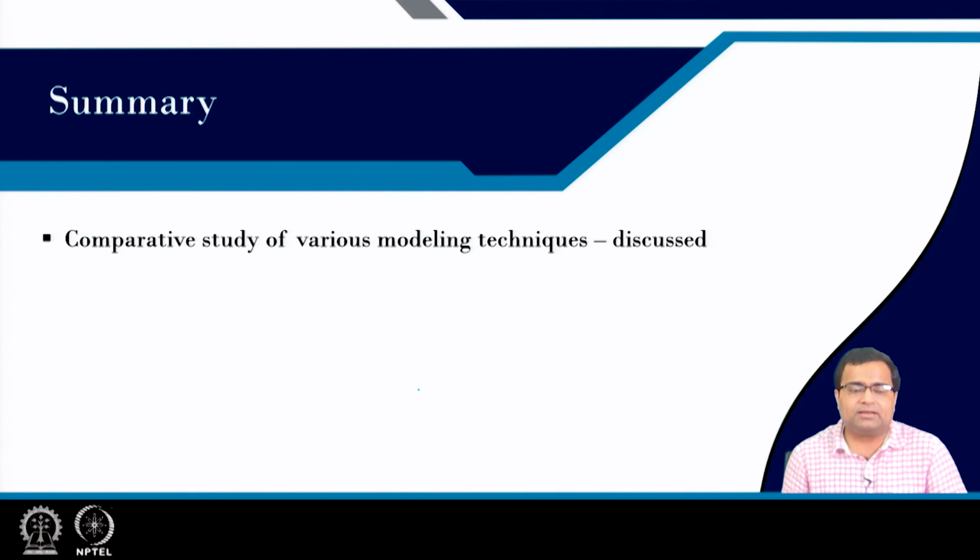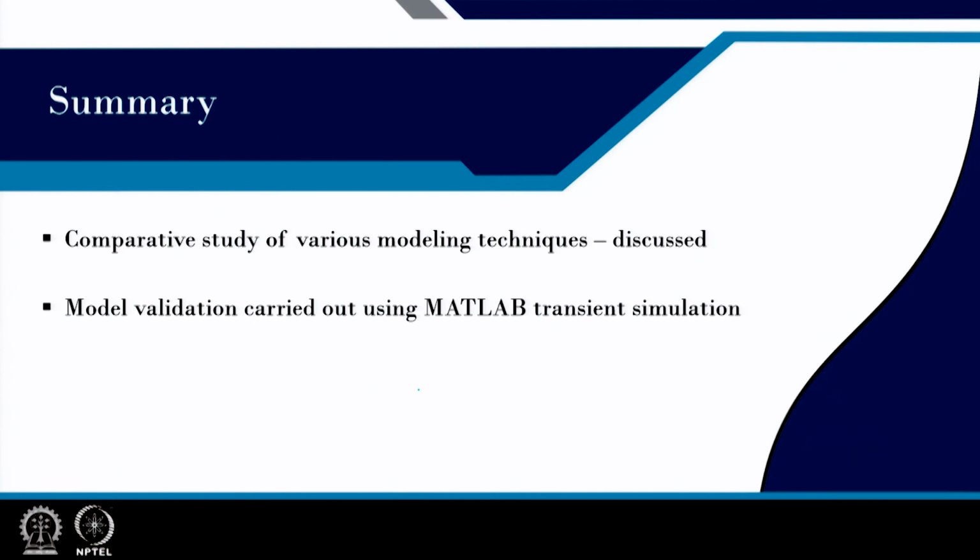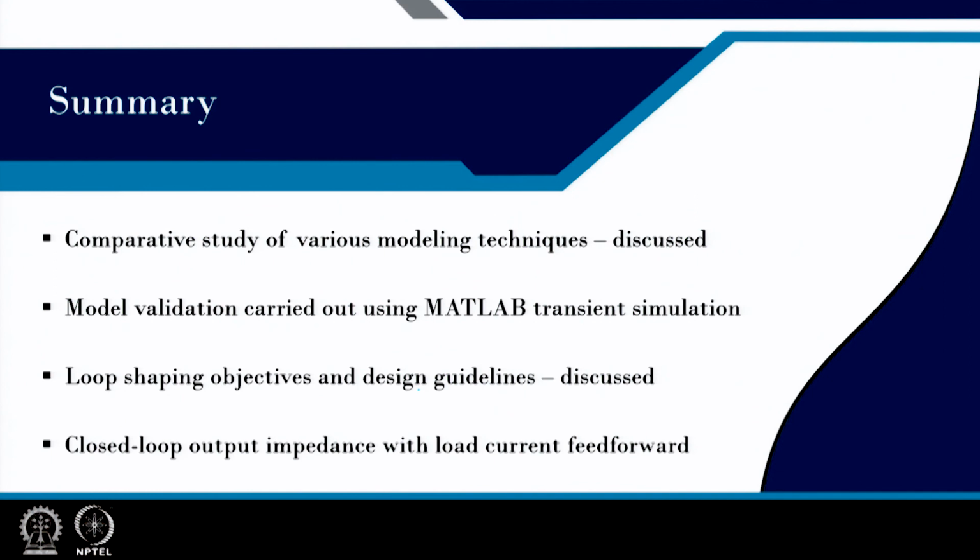So, in summary, we have discussed the comparative study of various modeling techniques, then we did model validation using different small signal models, and we validated using Matlab simulation, and we have discussed which model should be used for the design, and then we also discussed the loop shaping objective as well as the design of current mode control in a buck converter. Then we have discussed the closed loop output impedance with load current feed forward. Okay, so with this I will finish it here. Thank you very much.